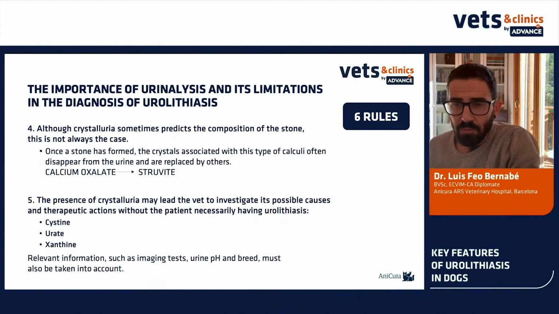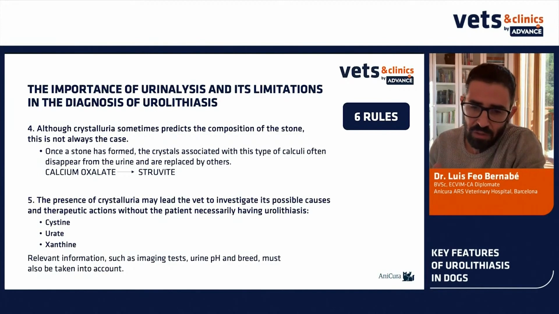Rule 5. I think it's interesting that the presence of crystalluria might lead the vet to investigate. So sometimes the crystalluria is more important, and I think in these cases they are cystine, urate, and xanthine. The presence of crystalluria in these 3 situations is probably more important compared to the other ones.